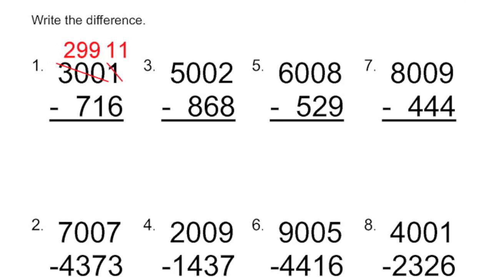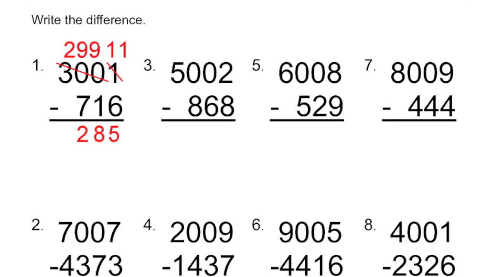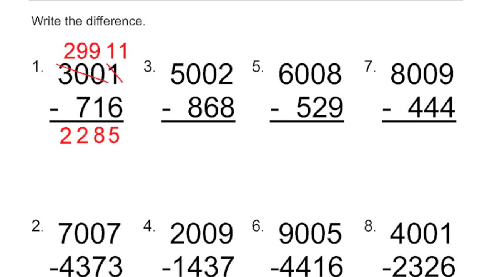I do 11 minus 6, that's equal to 5. 9 minus 1 is equal to 8. 9 minus 7 is equal to 2. And 2 minus nothing is still equal to 2. So my final answer is 2,285.